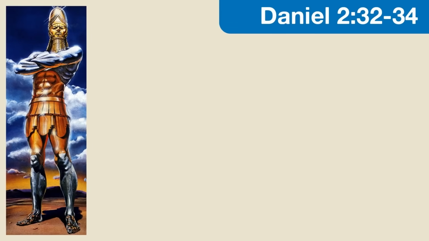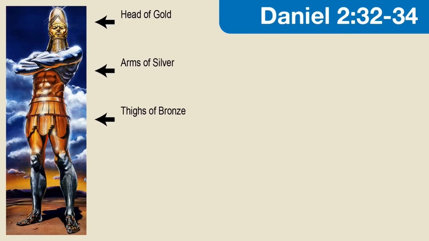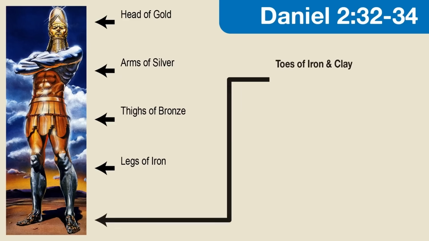In Daniel chapter 2, King Nebuchadnezzar has a dream in which he sees a statue with a head of gold, arms of silver, thighs of bronze, legs of iron, and feet of part iron, part clay.